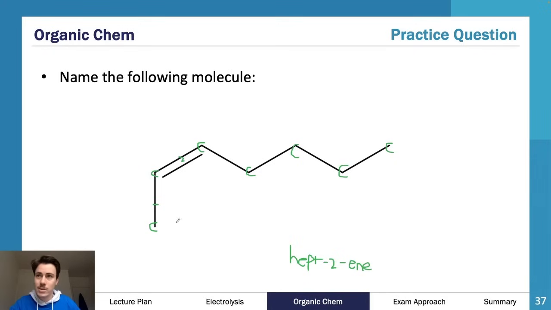Is there anything else? Is there any commas? Anything else I need? No, I've got the dashes. Cool. It's all one word. Yep. Awesome. I'm happy with this. Hept 2 ene. Hopefully you can see that.